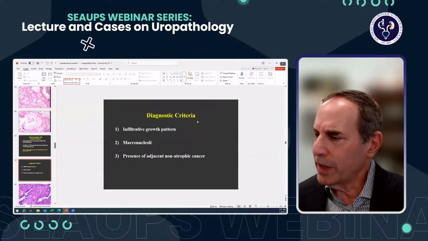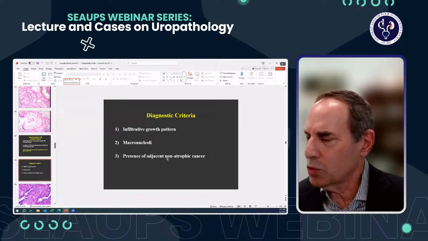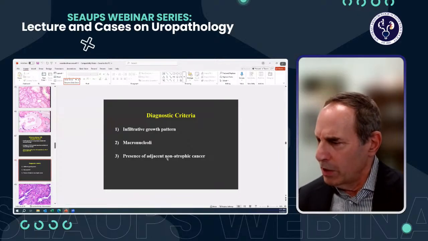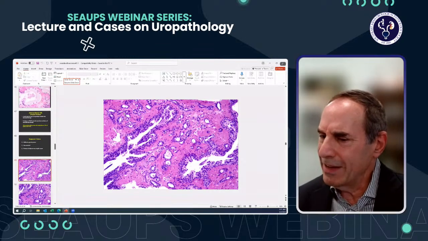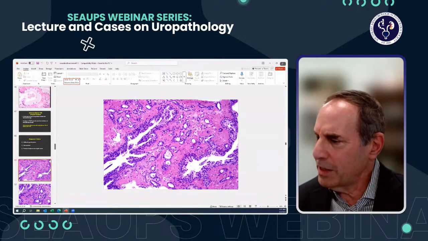How do you diagnose atrophic cancer and distinguish it from benign atrophy? Either by an infiltrative growth pattern, huge nucleoli, or sometimes by the presence of just usual non-atrophic cancer. So as I mentioned before, to call something a truly infiltrative growth pattern, what you want to see is that the glands are going in and amongst benign glands on both sides of benign glands. So here we see very atrophic glands, a benign gland in the upper left, a benign gland on the lower right, but these atrophic glands are going all up and down between these benign glands.